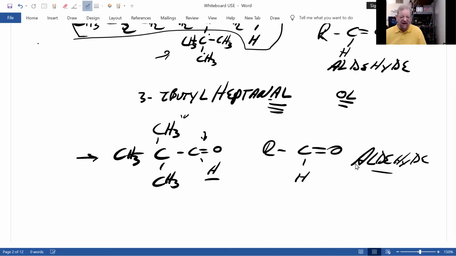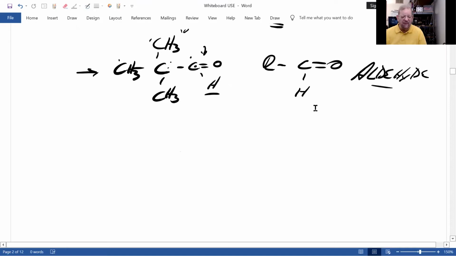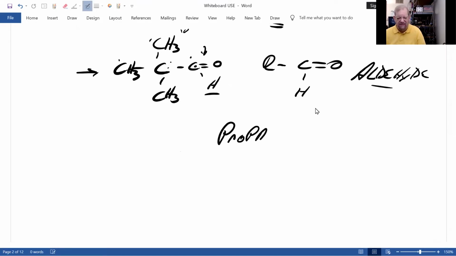How do you name aldehydes? Find the longest chain with the carbonyl carbon double bond to oxygen. In this case, 1, 2, 3, 1, 2, 3, 1, 2, 3. Longest chain is 3, and that would be propane. It's an aldehyde. Drop the E, add Al, propanal. And carbonyl carbon is 1.